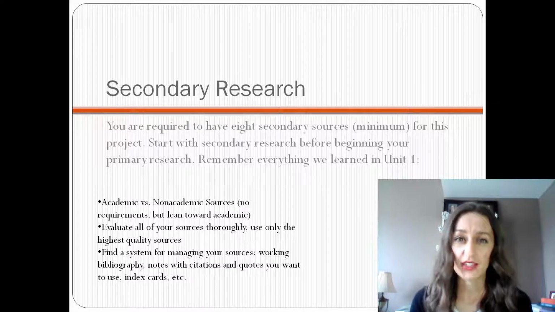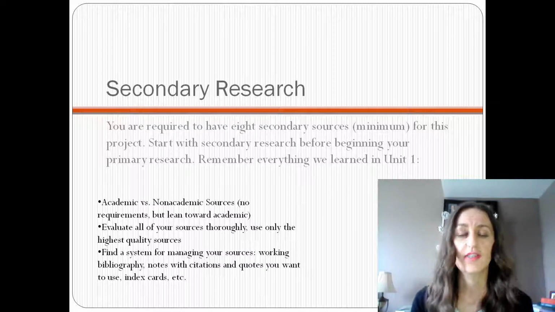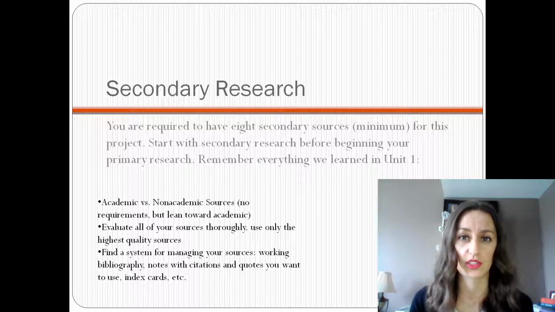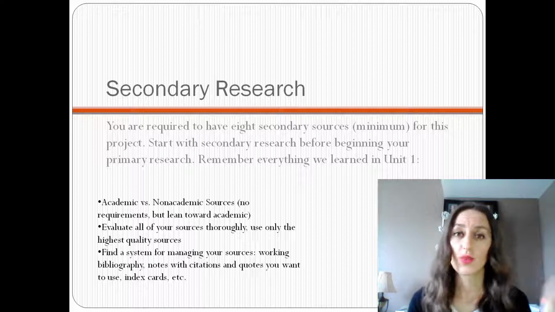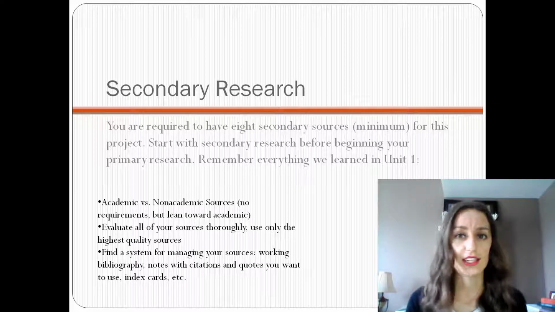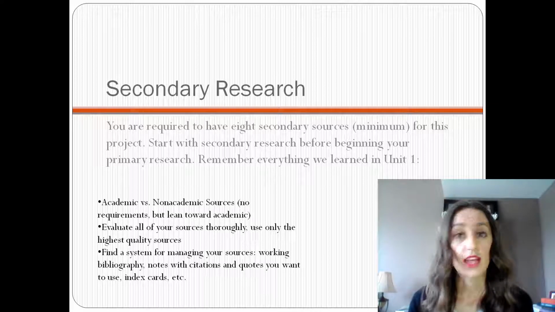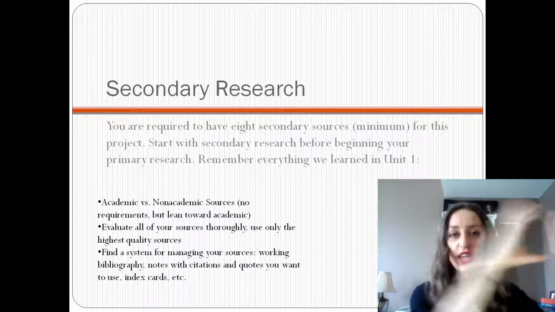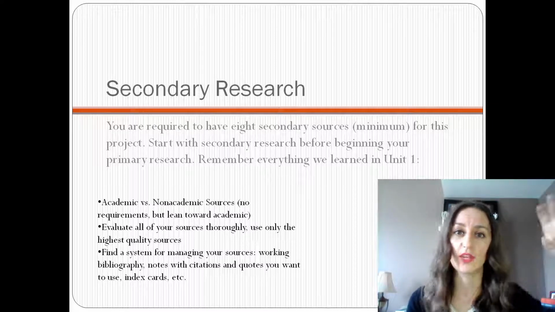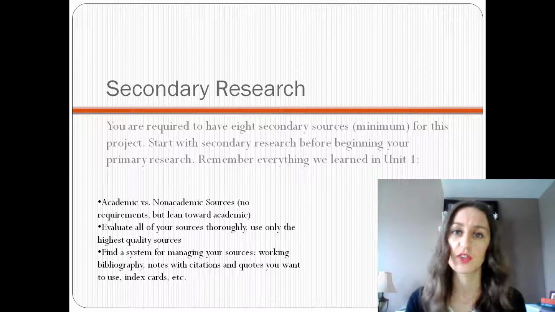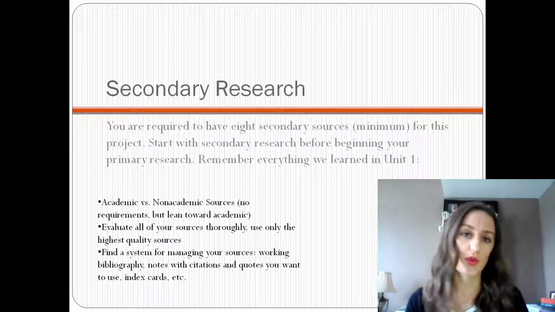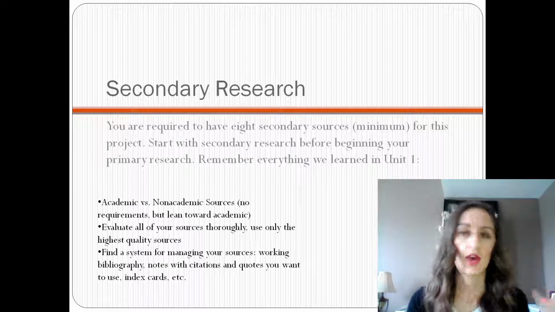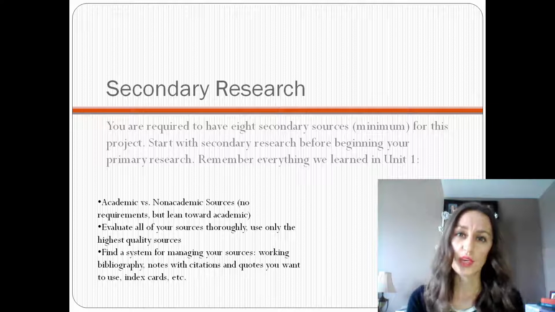Last piece of advice on secondary research here is find a system for managing your sources. This may look different for every student, but what I had you do in Unit 1 in creating an annotated bibliography, that's one system for organizing and keeping track of your sources. Just have a document that's like a working bibliography where you have a citation for each one of your sources, and then underneath you have notes. What is the argument of this source? What are the quotes that I want to be using for this source? How am I going to incorporate it in my paper? Just have sort of a working bibliography.